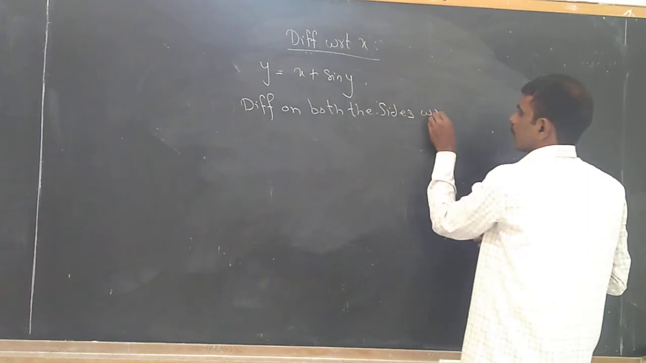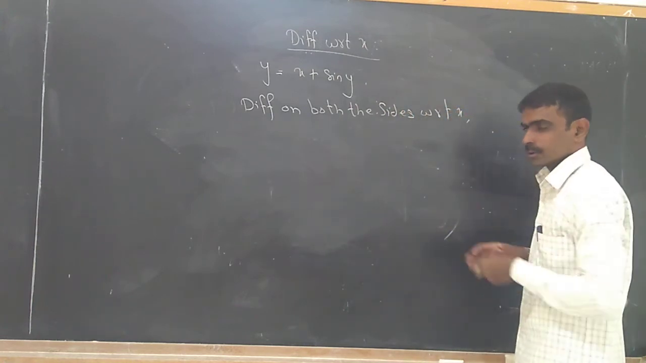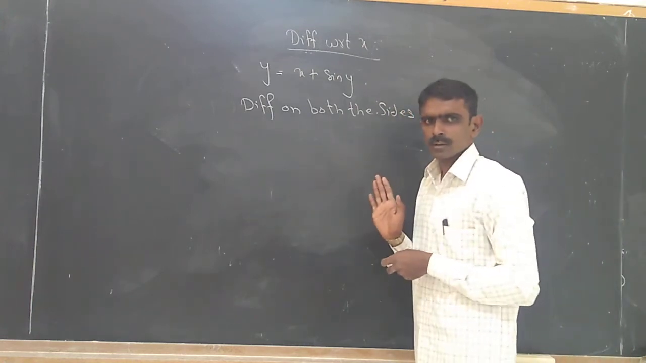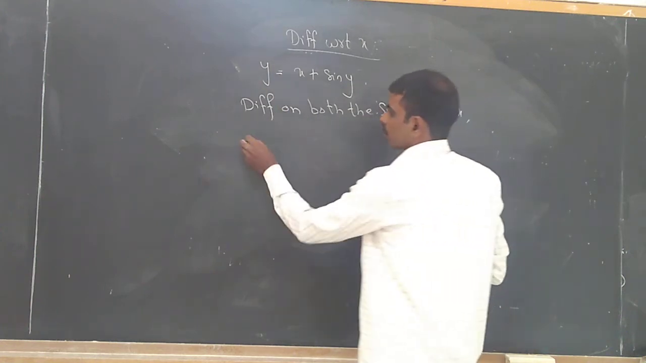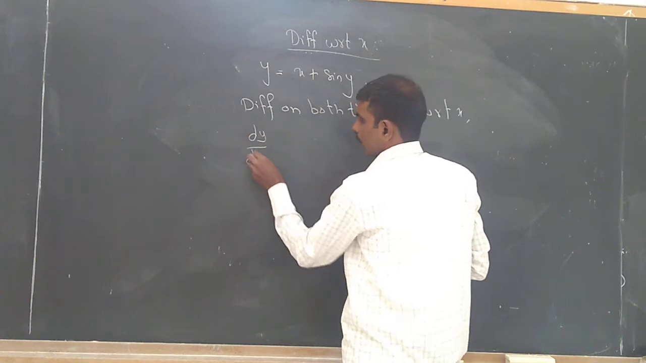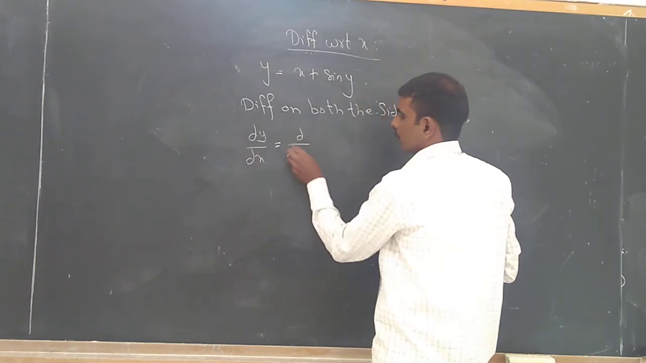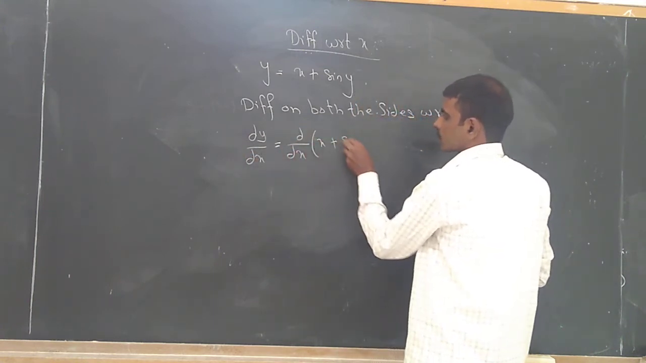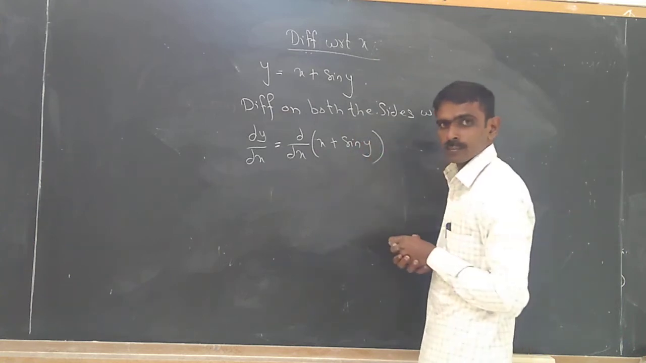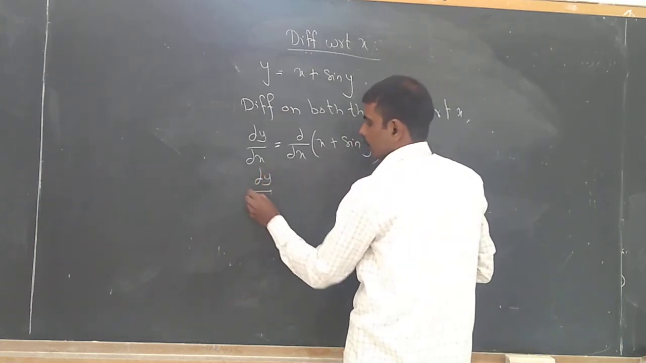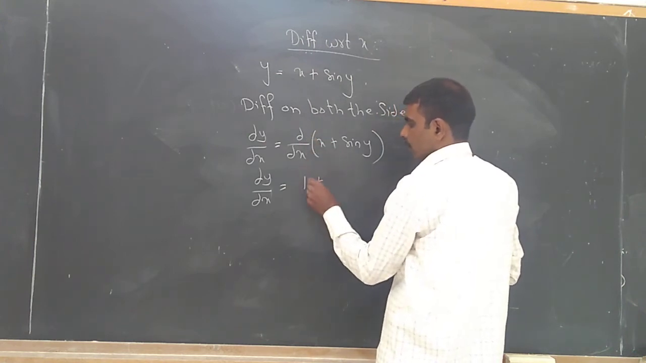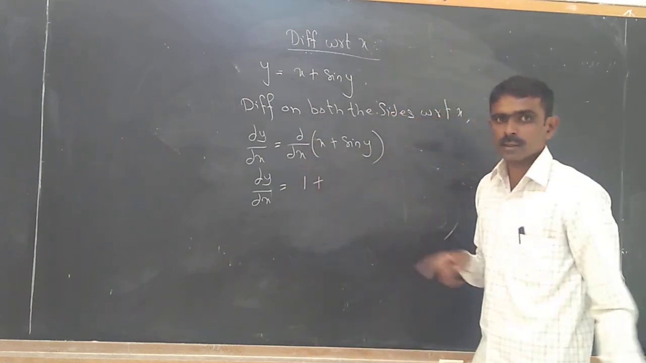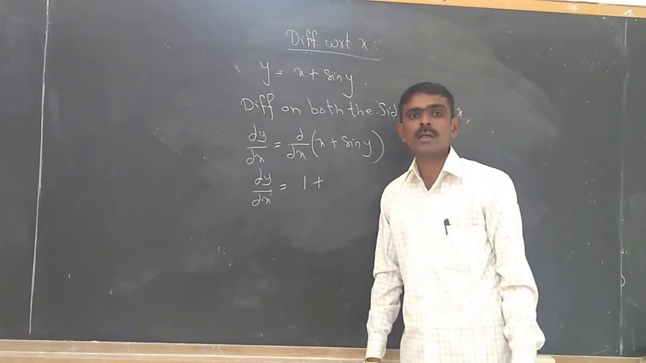Differentiating on both the sides with respect to x. This will be the first step, LHS as well as RHS. So this is going to give you dy by dx is equal to d by dx of x plus sin y. So dy by dx will be equal to derivative of x, which is 1, plus derivative of sin y. Here y happens to be the variable.